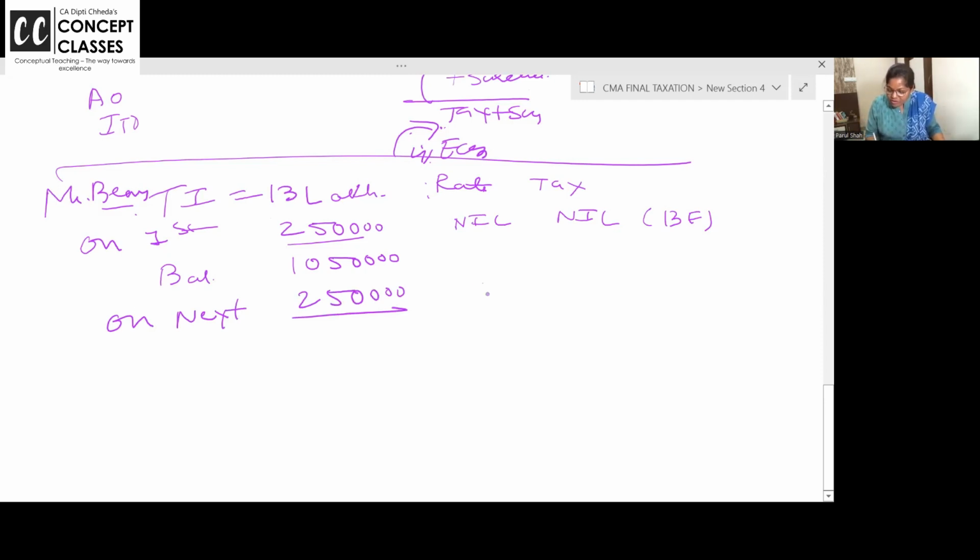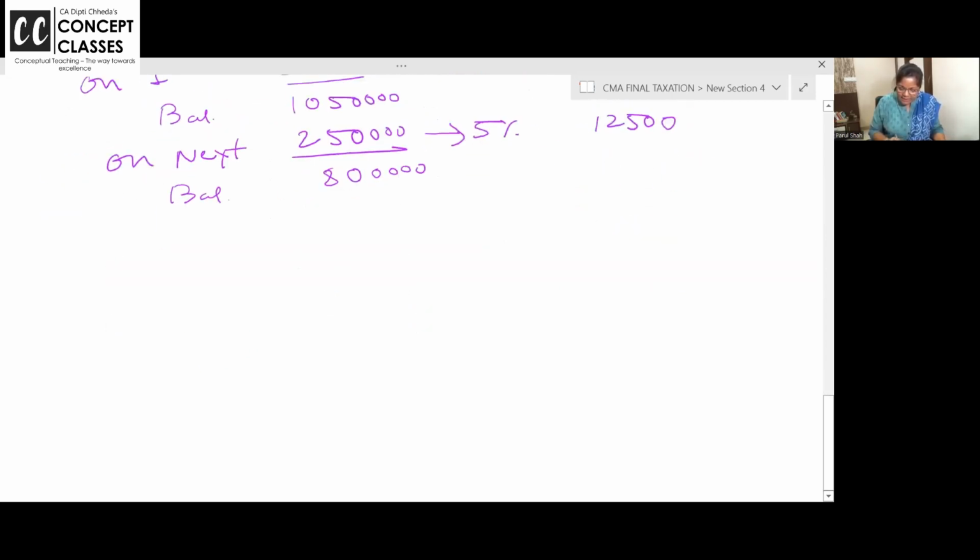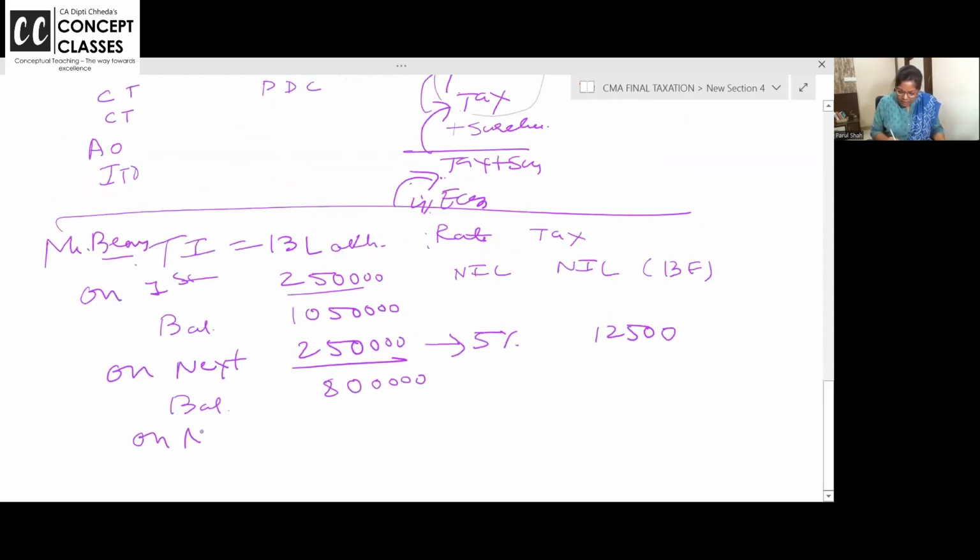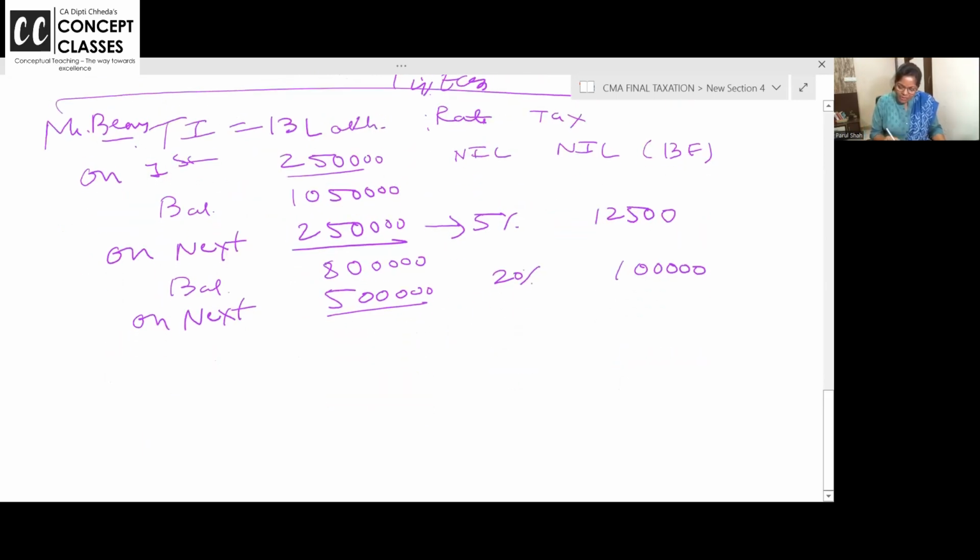So on the next 2,50,000, I know I'm doing little bit in detail, but this is essential at the base level. Next 2,50,000, it is 5%. That comes to 12,500. Now, how much is your balance income? 8 lakhs. Now, on next 5 lakh, I'm saving my time for NRI taxation later. On the next 5 lakh, it is 20%, that is 1 lakh. Are you getting? I'll show it in all the ways. And now balance 3 lakh.